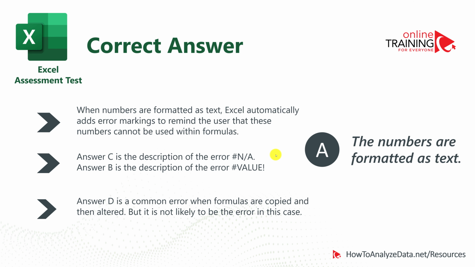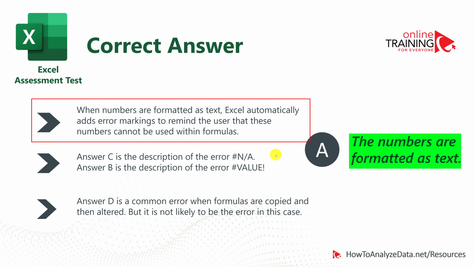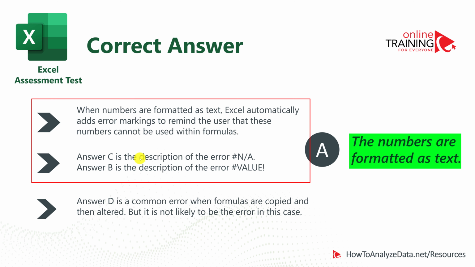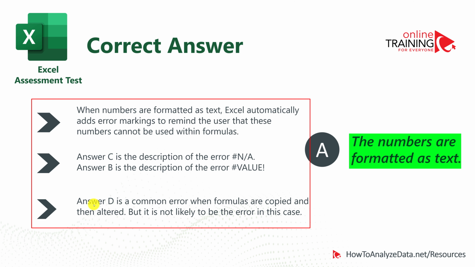So as you might have figured out by now, the correct answer is A. The fact that the numbers are formatted as text is highlighted by the green triangle. Answer C is the description of the error #N/A, which is very frequent in Excel, but not relevant in this case. And answer B is the description of the error of the pound value. And answer D is the common error when formulas are copied and then altered, but it is not likely the scenario here. Hopefully you've got this one right.